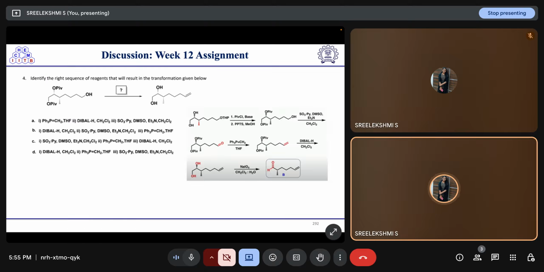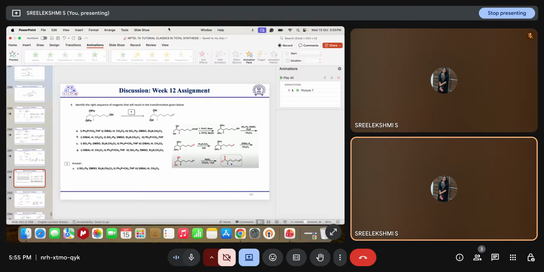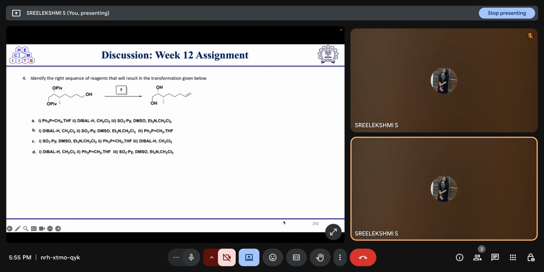Moving to the fourth question, identify the, sorry, here the answer is given. Identify the right sequence of reagents that will result in the transformation given below. This particular compound is converted into this diol, so which will be the corresponding sequence of this reaction? Either first methyl vinyl, then DIBAL-H, and then this oxidation, or DIBAL-H, then oxidation, then methyl vinyl, or this oxidation, methyl vinyl, DIBAL-H, or DIBAL-H, methyl vinyl, oxidation.